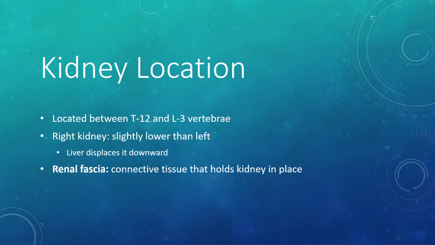The right kidney is displaced slightly lower than the left. This is due to the liver's placement in the upper right quadrant of the abdomen. The liver is a large organ and it displaces the kidney slightly lower on the right side. The renal fascia is a connective tissue that holds the kidneys in their place.